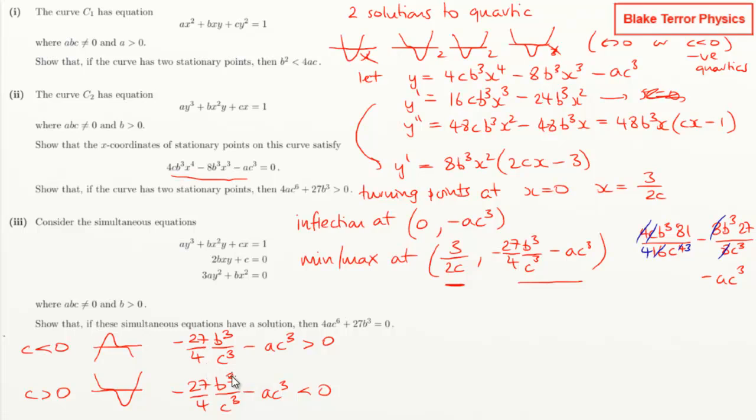4ac to the 6. Yes, but in this case, when I multiply, it's going to flip the sign because I'm multiplying by c cubed. So this one will go to minus 27b cubed, then multiply everything by this 4c cubed. So I'm going to get minus 4ac to the 6 has then got to be less than 0. And when I do this one, I'm going to get the same thing: minus 27b cubed minus 4ac to the 6 is less than 0. So that is what I want. I just need to write it the other way around.